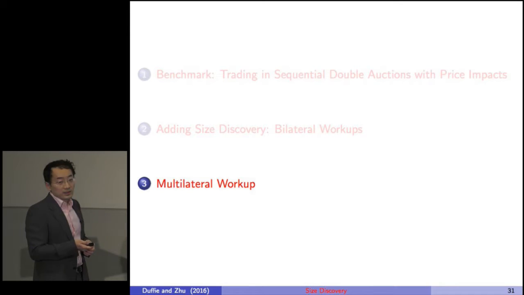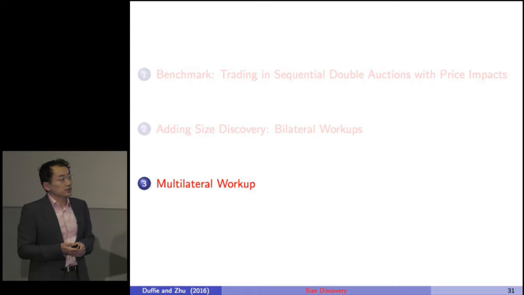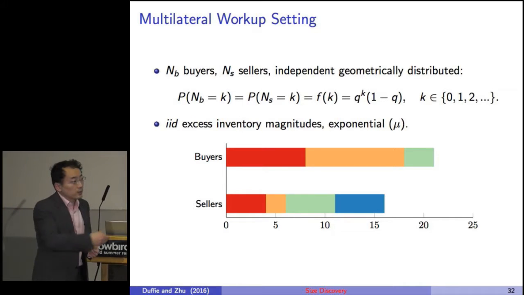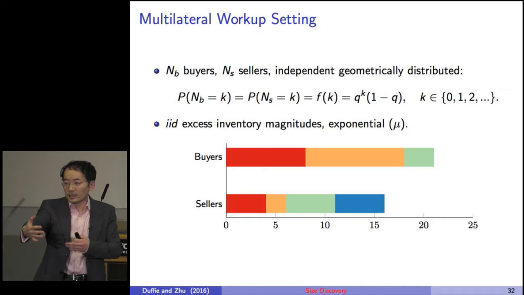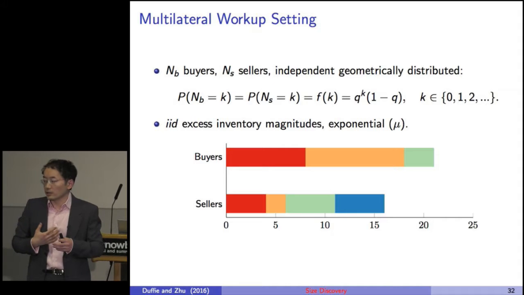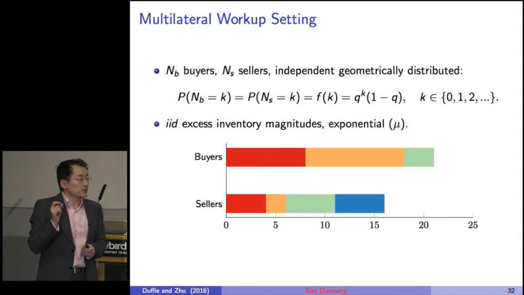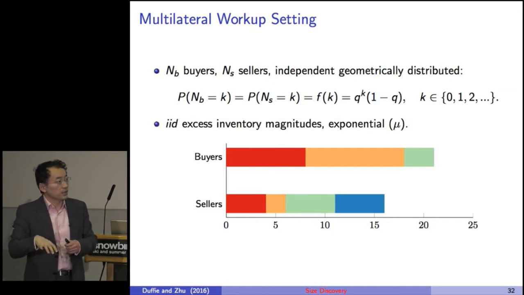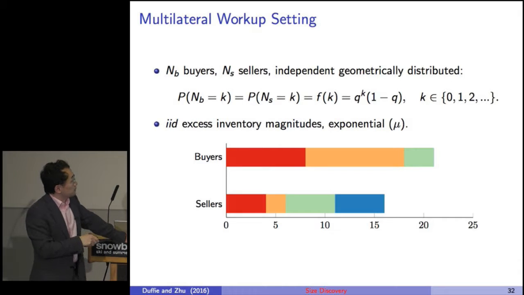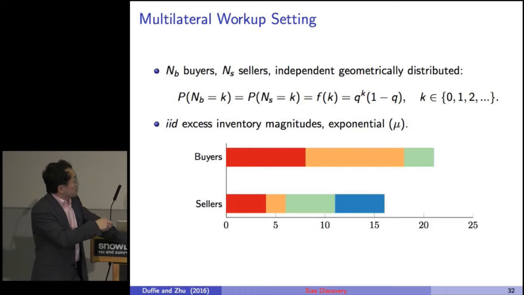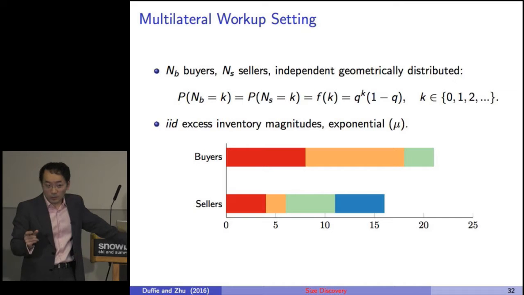So let me show you just a couple of slides on multilateral workup, just to show you the flavor of the idea. The intuition is very similar. Multilateral workup is slightly more complicated because we have many people, right? Whenever you are sitting in the workup and trading with a counterparty, there's a probability that there's a queue behind him and there's a queue behind you. So you need to take into consideration the expected inventory size of those guys who have already left and those guys who are still in the market. Here, we make the assumption that the numbers of buyers and sellers are exponential. Once we make that assumption, everything becomes more tractable.